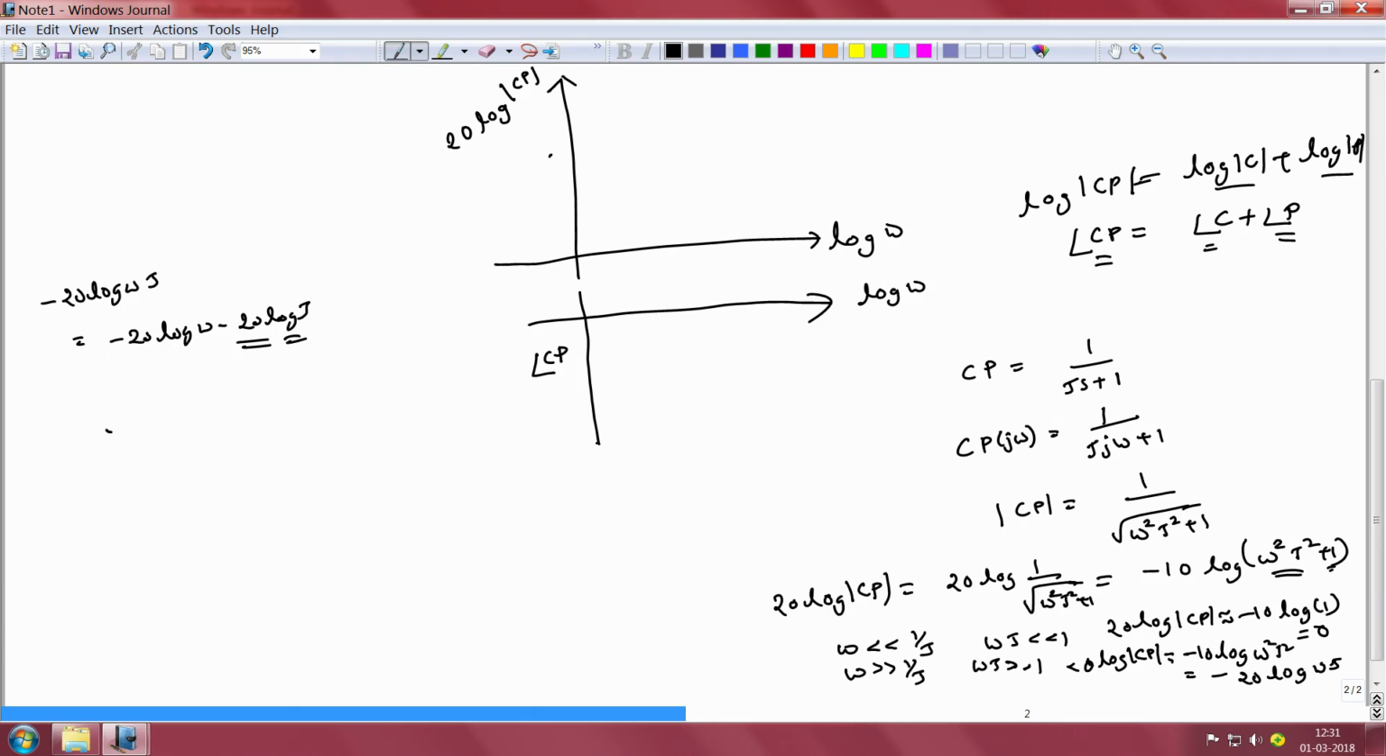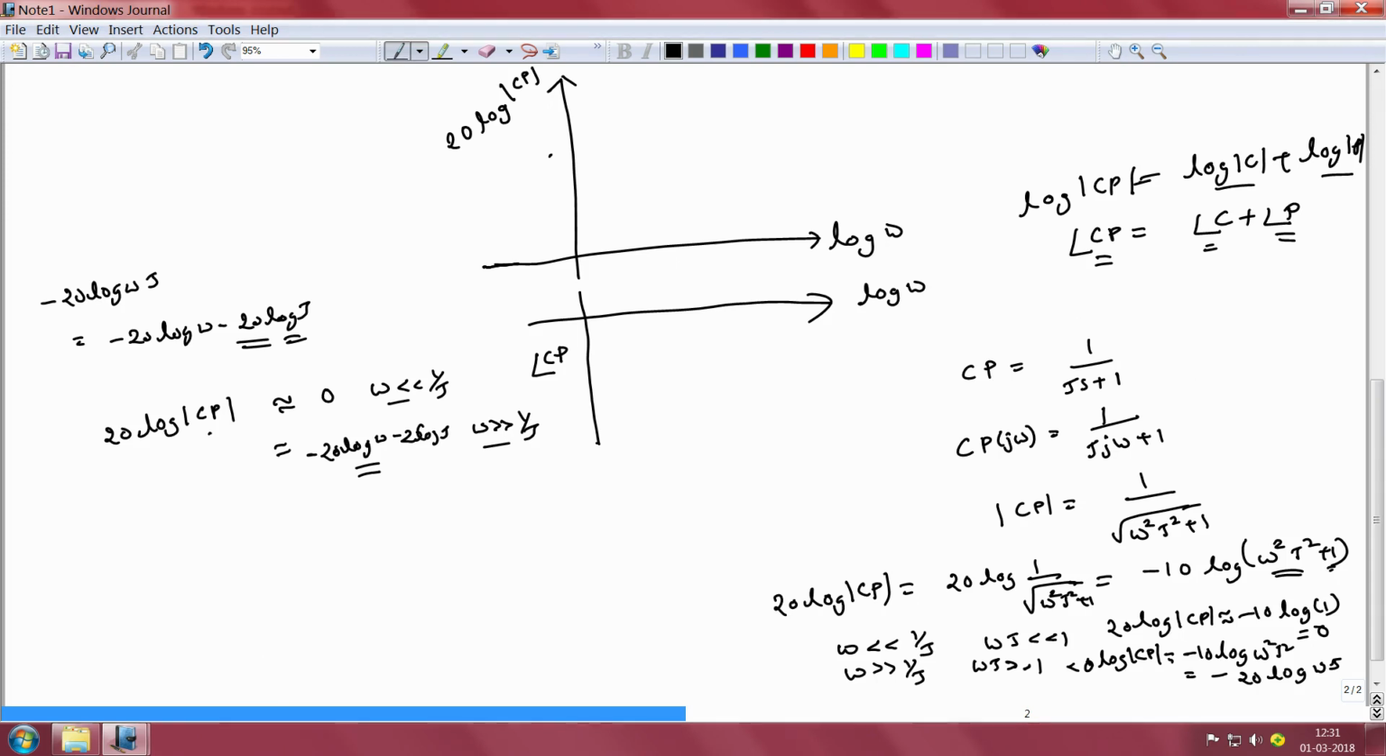What we notice is that 20 log magnitude of Cp is approximately 0 in the limit omega much less than 1 by tau, and is approximately equal to minus 20 log omega minus 20 log tau in the limit omega greater than 1 by tau. So, we see that if we choose the x axis of the Bode plot to be log omega, then we would have the Bode plot of the transfer function c times p to be in these particular limits.